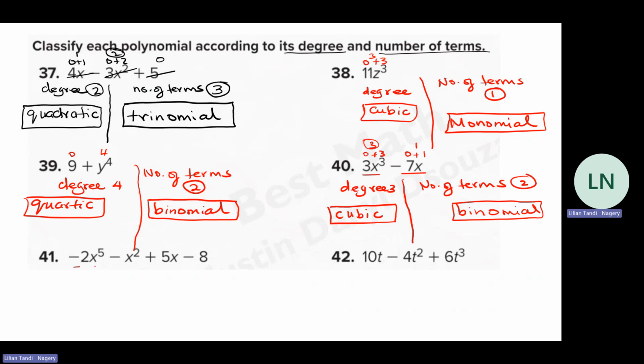Number of terms, 1, 2, 3, 4. So right here, number of terms is 4. And if you have 4 terms, your name is fourth term polynomial.